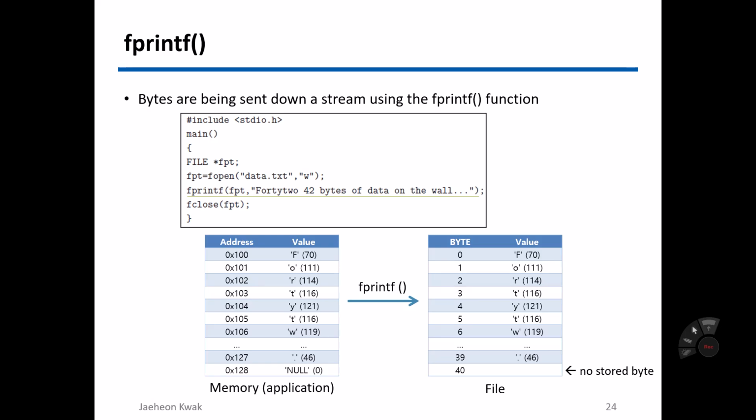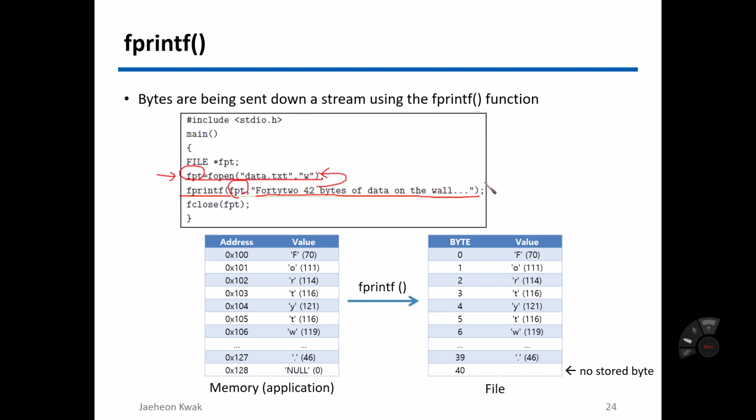Then let's see how fprintf and fscanf work. When you use fprintf, bytes are being sent down to a stream. So let's see this code. To use the stream, we have to generate the stream. So this line generates a stream. The name of the stream is fpt, and fprintf uses this stream to send this string to this file.